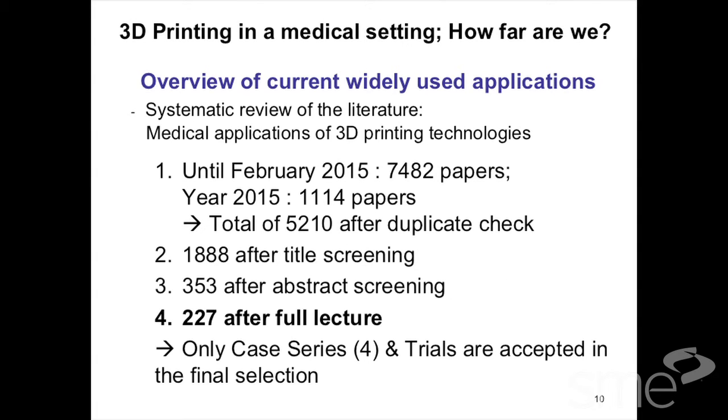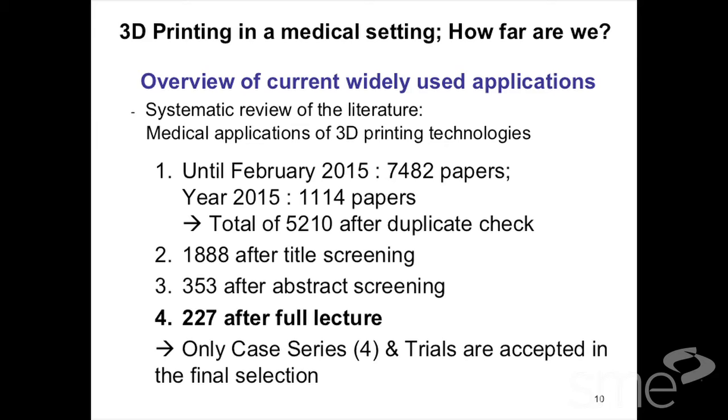So we're going to talk about the biomodeling in here. To have a brief overview of how big the integration of medical 3D printing already is, we conducted a systematic review of all literature available.